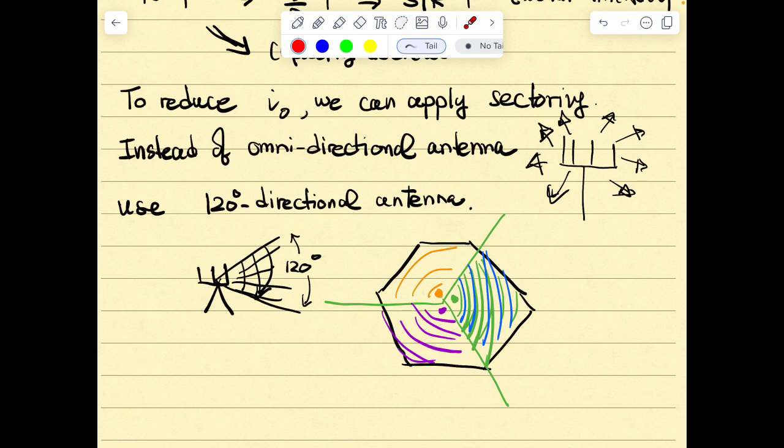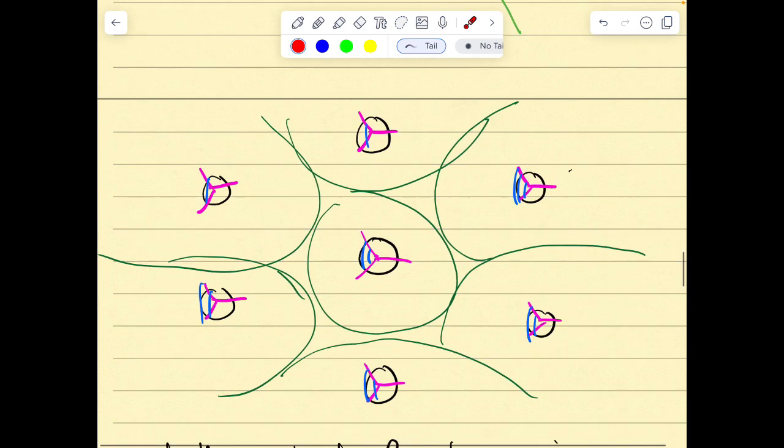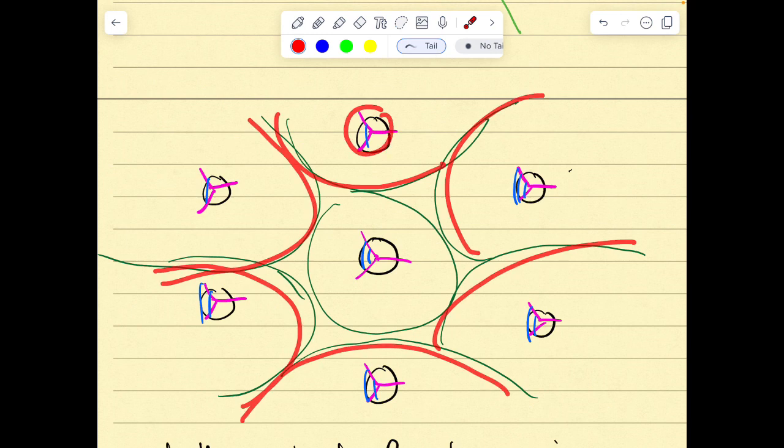It's not going to go in all directions, right? This is a way to limit interference. Now, how does this cut down the number of interference from co-channel cells? So let's imagine we have a cluster right here, and we have a cell in the cluster that we want to take a look at, and there are all the other clusters nearby. If we use omnidirectional antenna, then there are going to be 6 co-channel cells.